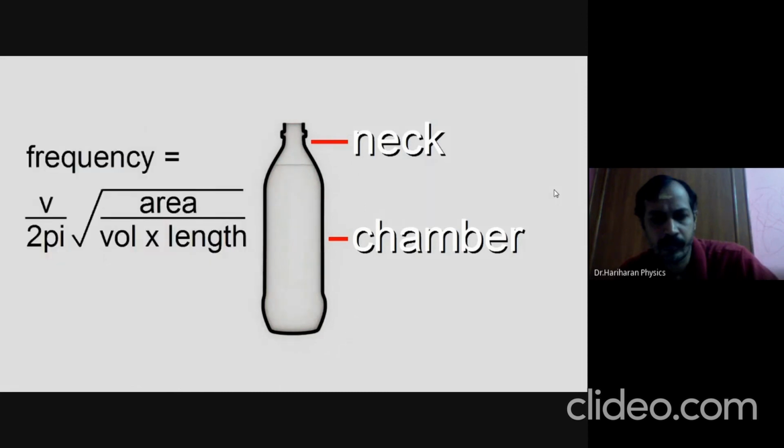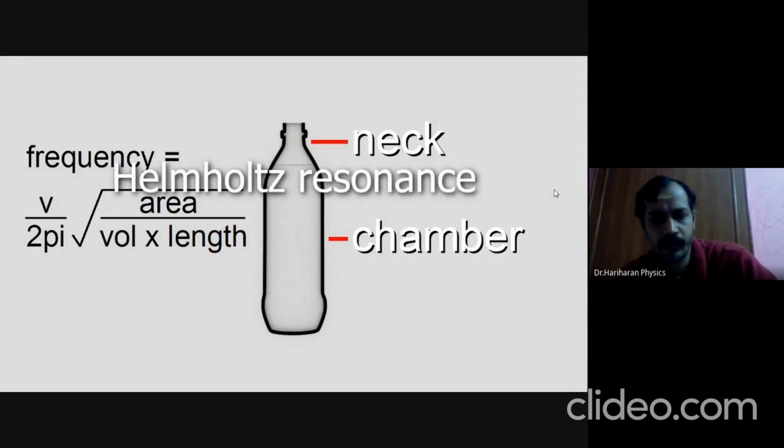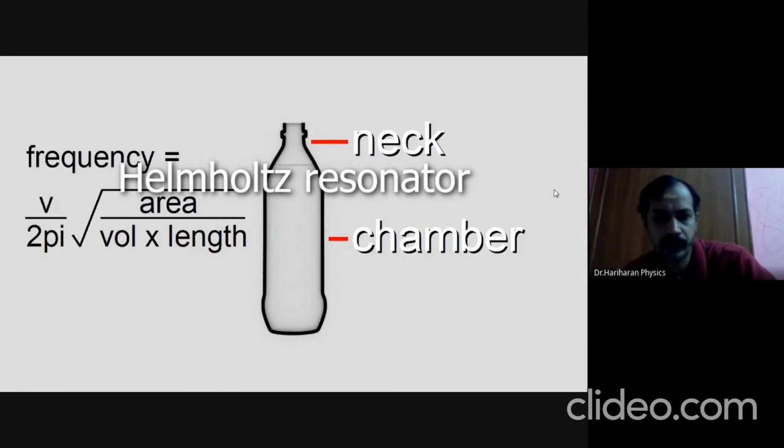But that cycle of air going in and out happens at a consistent frequency, determined by things like the speed of sound in air, the cross-sectional area of the neck, the volume of the bottle here, and the length of the neck. Basically this formula. This frequency is called the resonant frequency. More specifically, this is Helmholtz resonance, and the bottle is called a Helmholtz resonator.